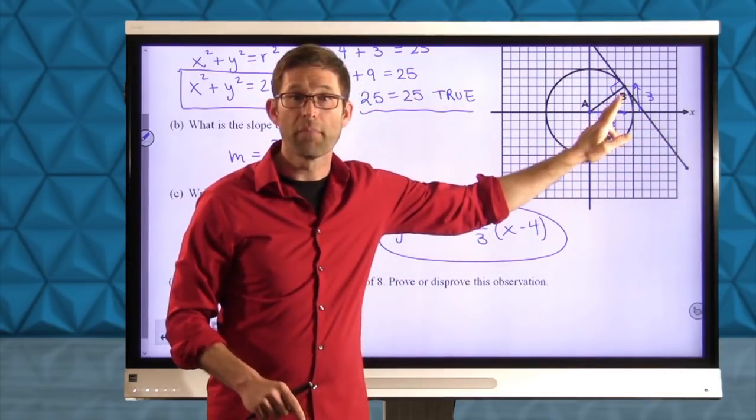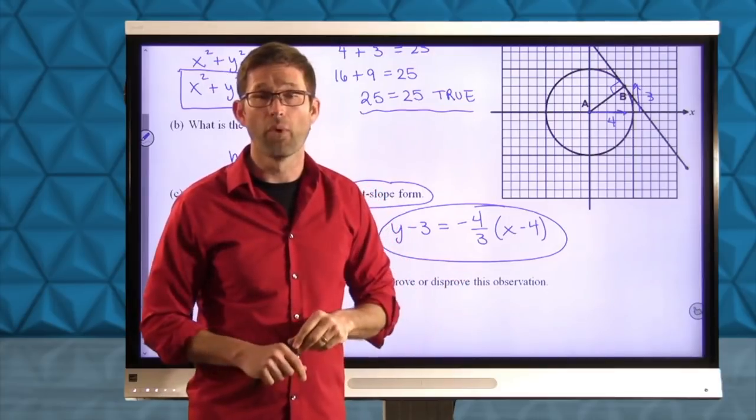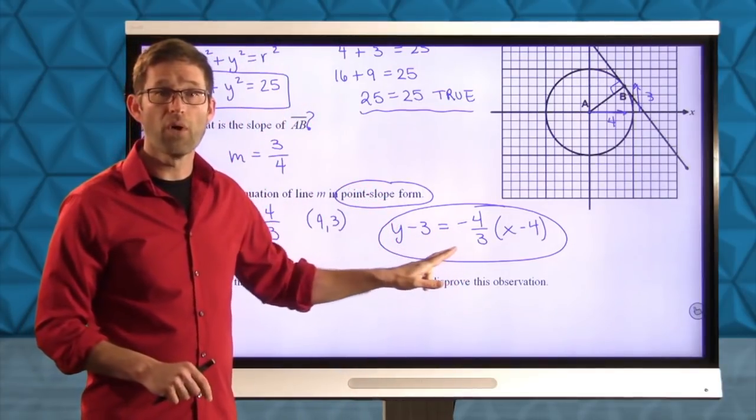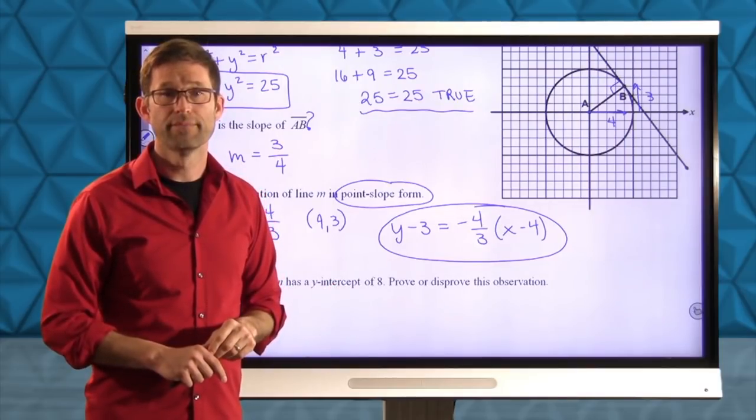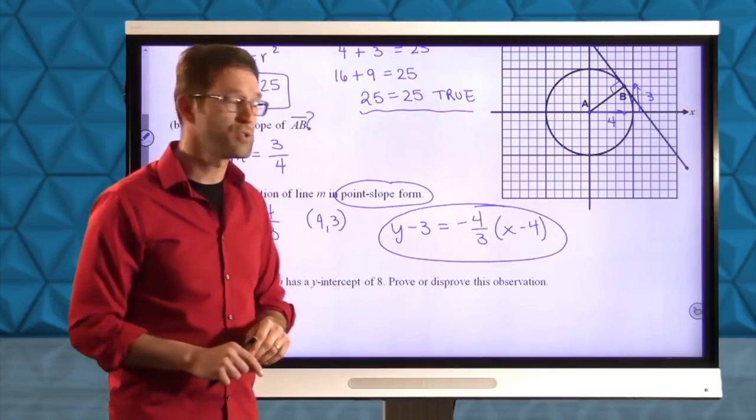Then we needed a point that it passed through, but we knew that that was going to be point B, and we were able to put them all together in this point-slope form of the tangent line. Let's take a look at the final question.